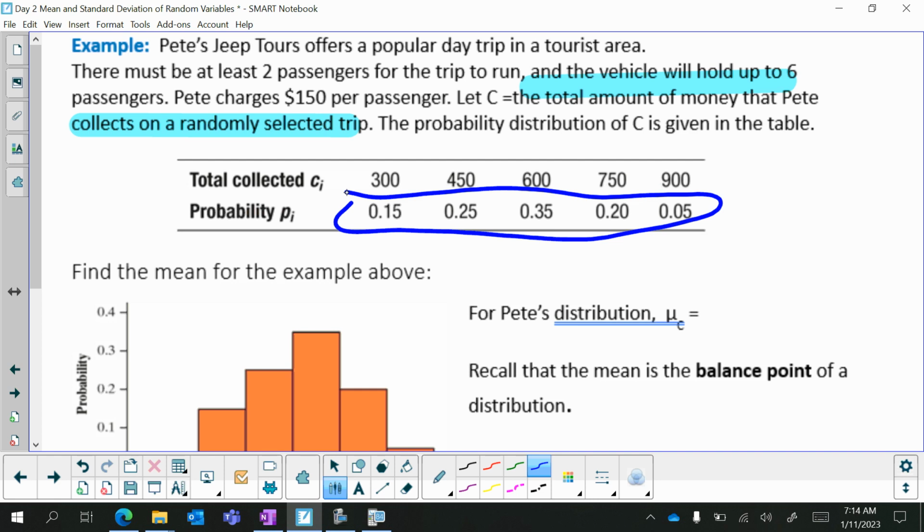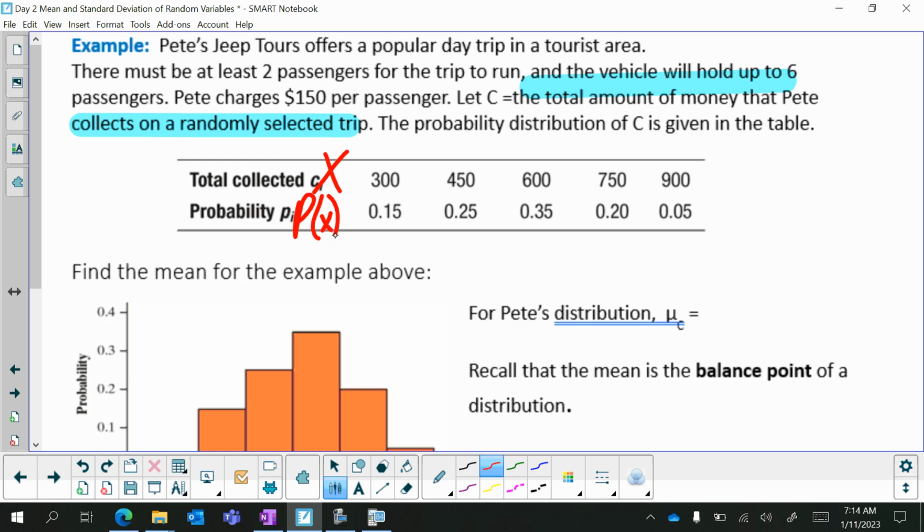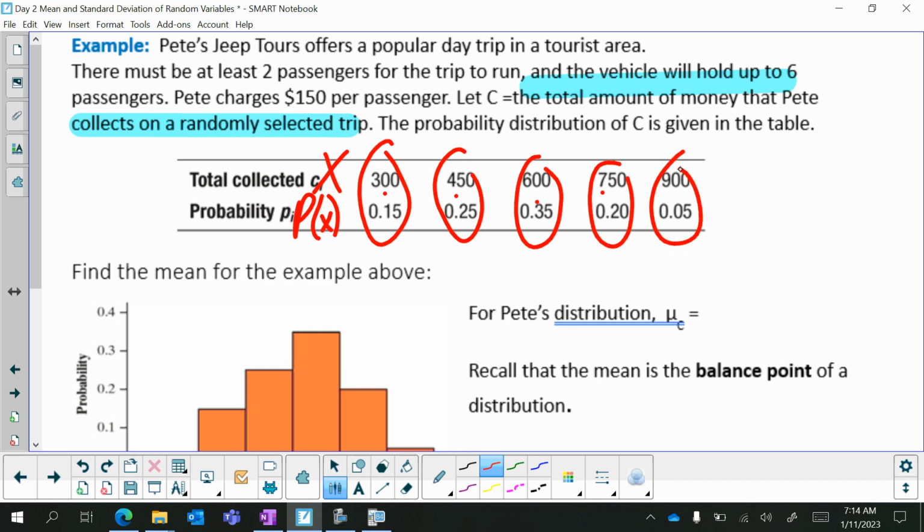So what you have to do is multiply each x, these are the c's in this case, times the probabilities, which is called the p of x. So multiply this by this, this by this, this by this, this by this, and this by this, and then you add them all up.